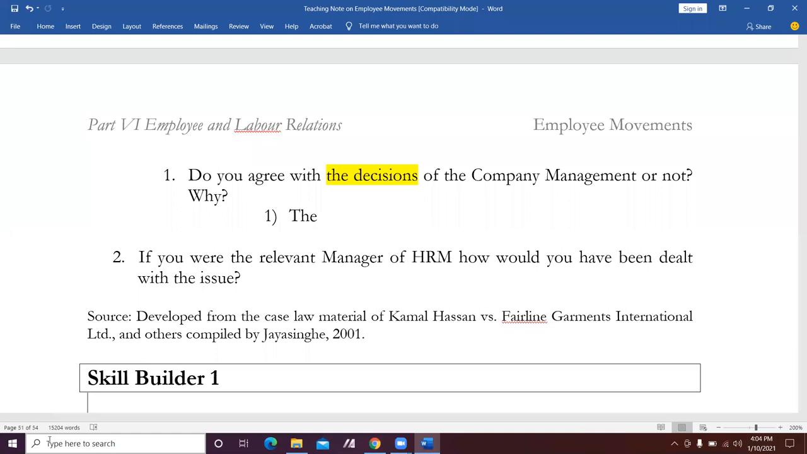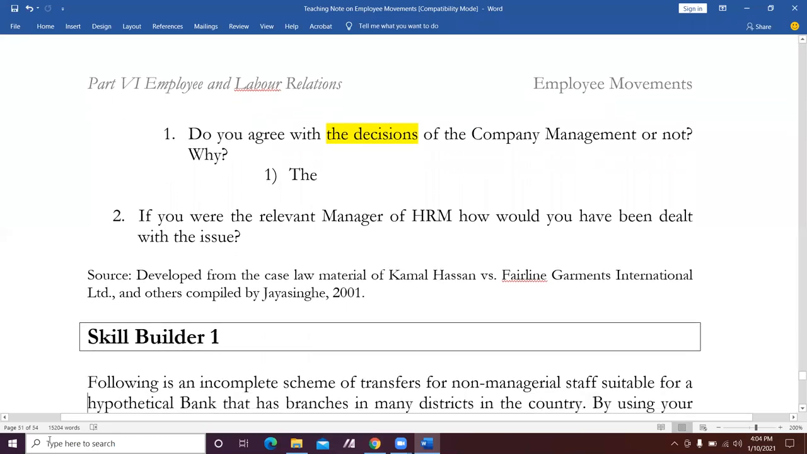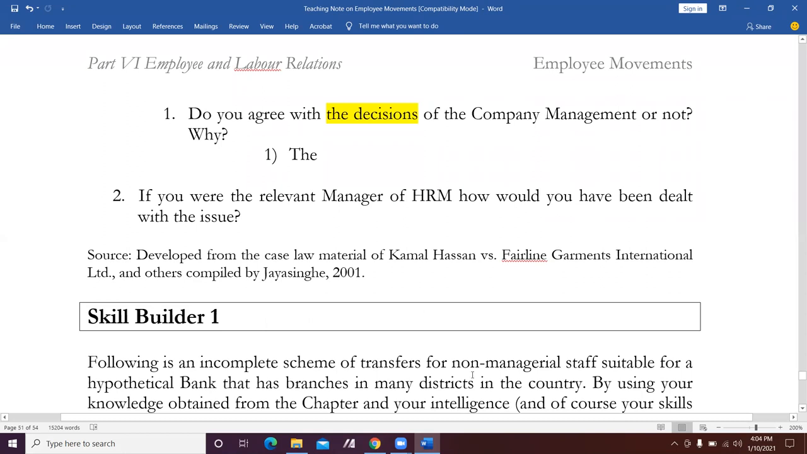even after this manager resumed the job again, it's very hard to develop a good relationship between this manager and others who made the decisions. So therefore, as usual, in this actual case, the court ordered the company to give a big compensation to this manager. Okay, right.